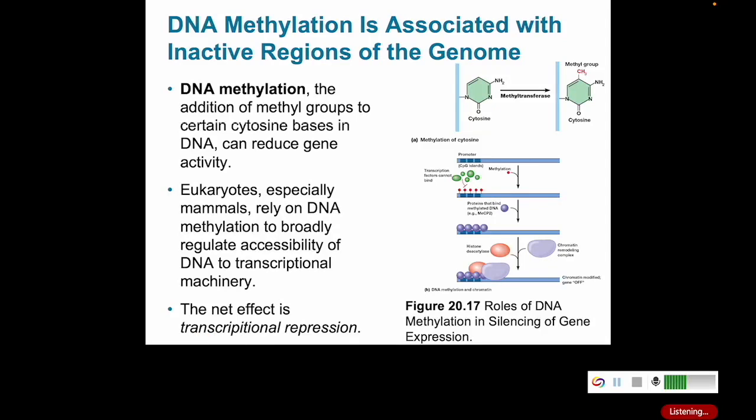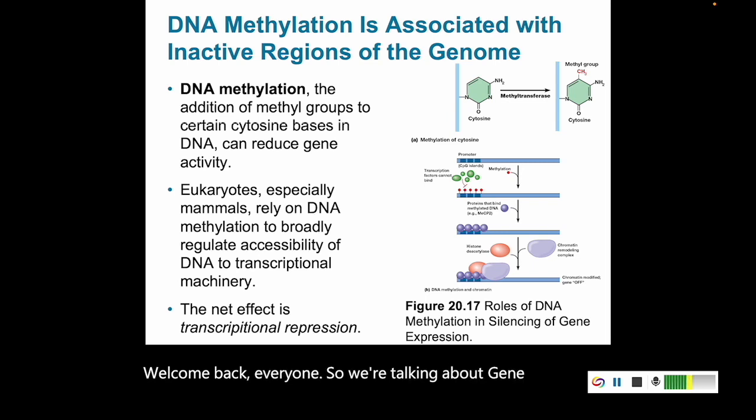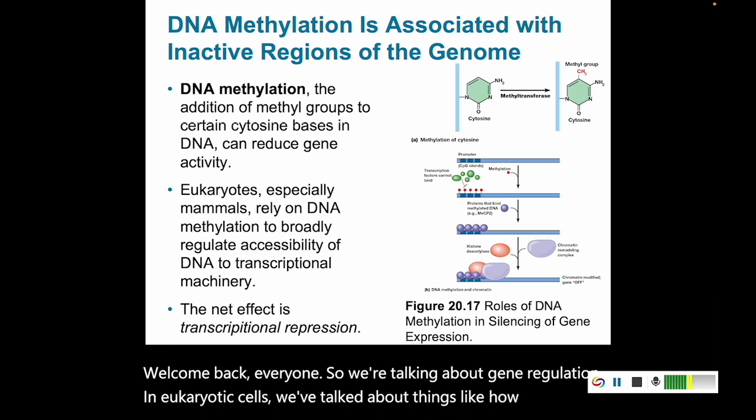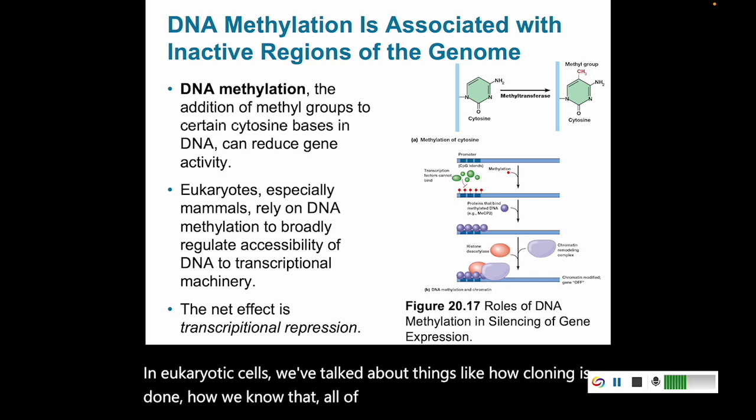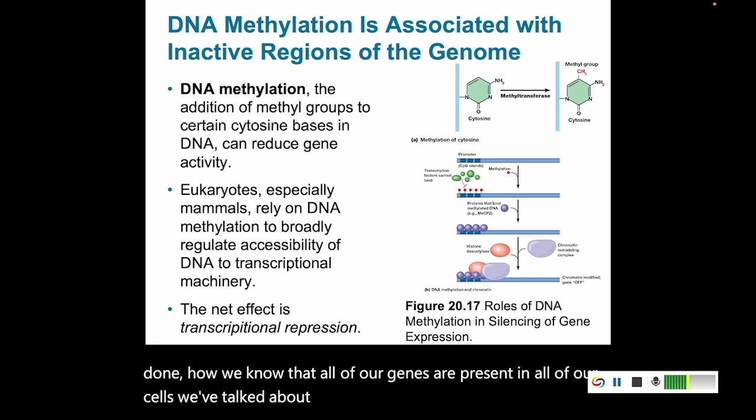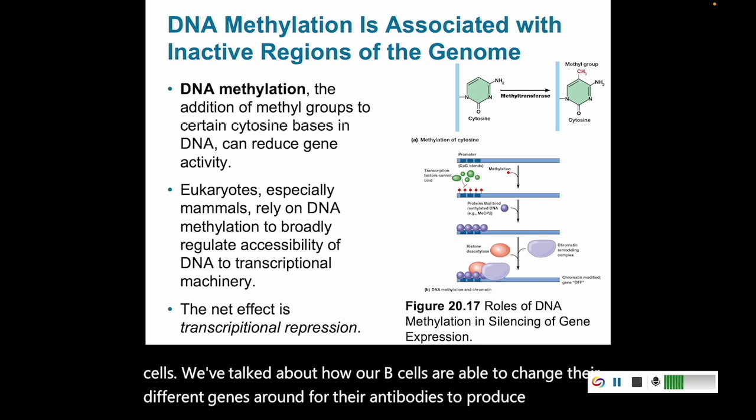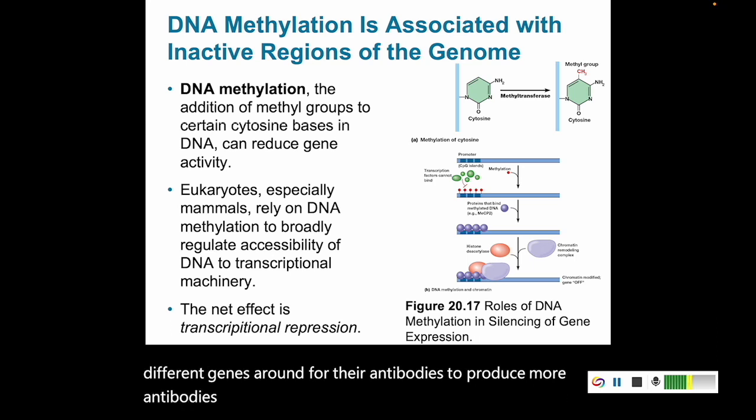Welcome back, everyone. So we're talking about gene regulation in eukaryotic cells. We've talked about things like how cloning is done, how we know that all of our genes are present in all of our cells. We've talked about how our B cells are able to change their different genes around for their antibodies to produce more antibodies than what you would expect just by the number of genes we have.